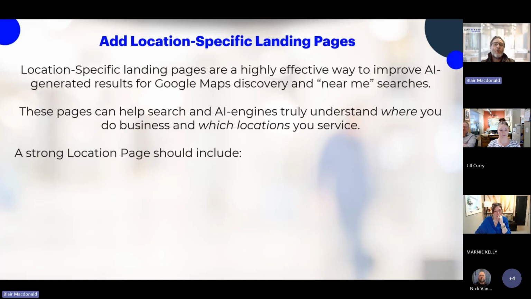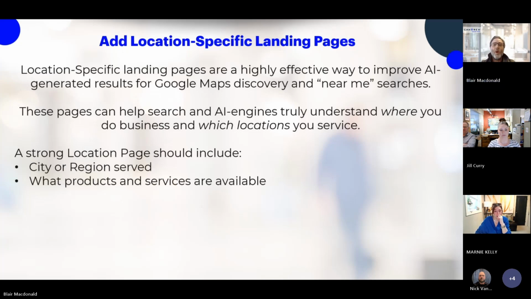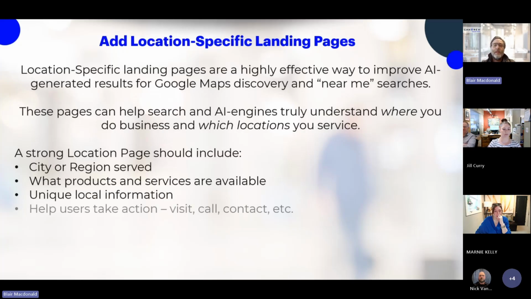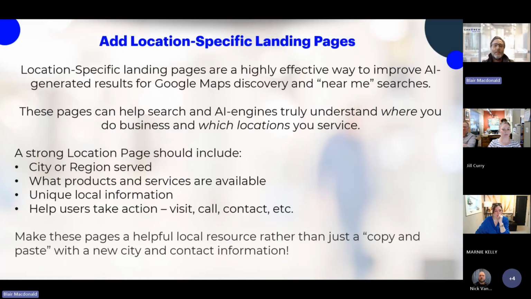A strong page should include things like the city or the region served, and what products and services are available, because sometimes if you operate more than one location, those might actually differ by location. Include unique local information, and help users take action, so give them a way to visit, call, or contact that specific store or someone at it.